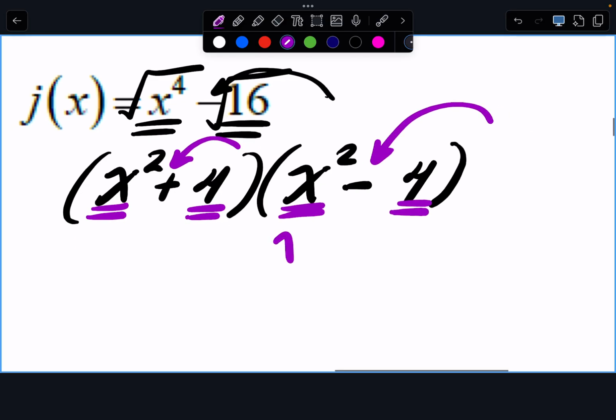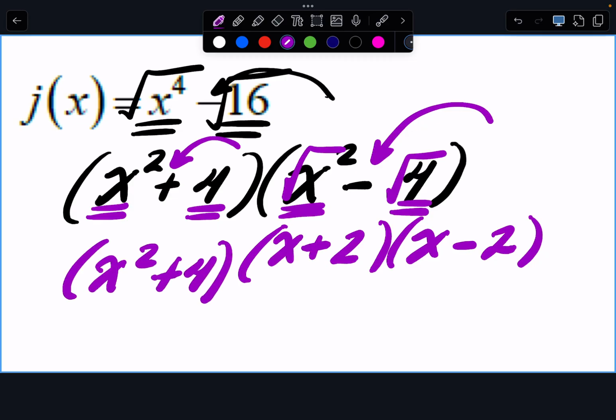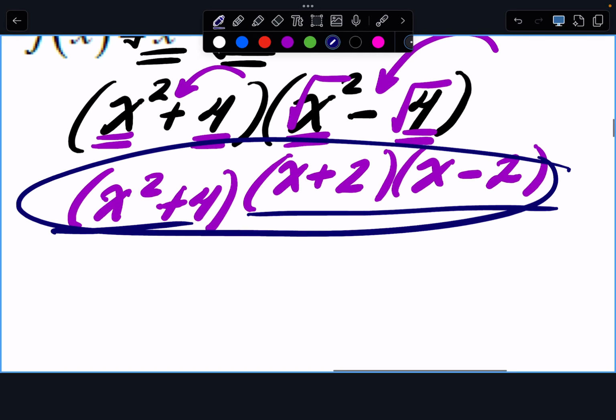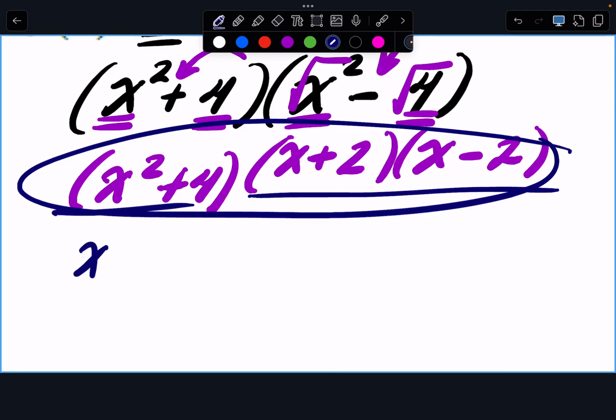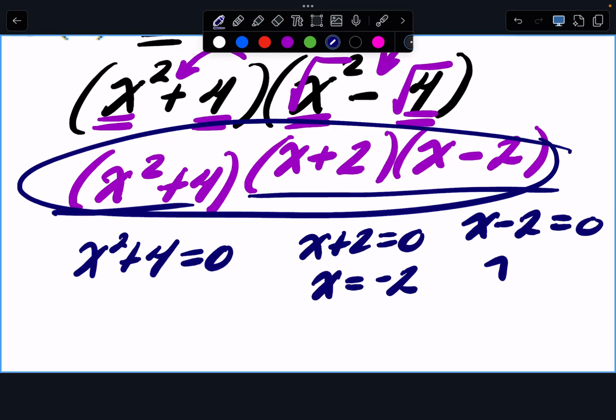So that factors again. If we square root this, we get x. Square root this, we get 2. So we'll write x and 2, and then we just saw it. It's conjugate signs. So if they want quadratic, irreducible quadratic, and linear factors, we would be done. That's factored. But let's now find the solutions. X squared plus 4 equals 0. X plus 2 equals 0. X minus 2 equals 0. So we get x equals negative 2. X equals 2. And then we just barely did this exact one, right? Oh, wait, did we or no?